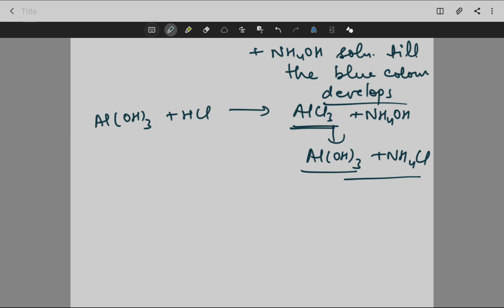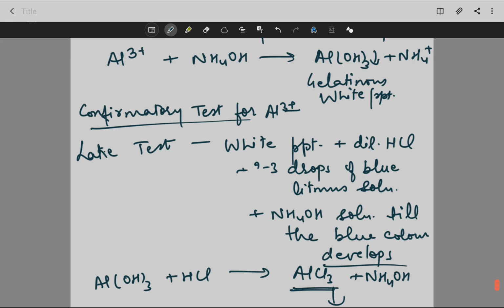So this is all about the Lake test, and this is all about group 3. If we don't get any gelatinous white or reddish brown precipitate, it means what? It means group 3 is absent, and then we are supposed to move for group 4. Group 4 we will be doing in the next slide. Thank you.